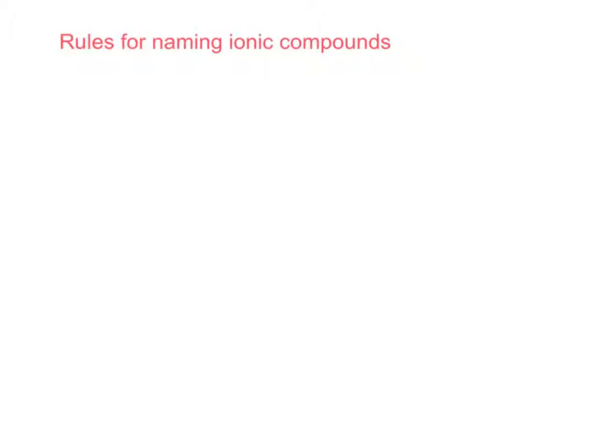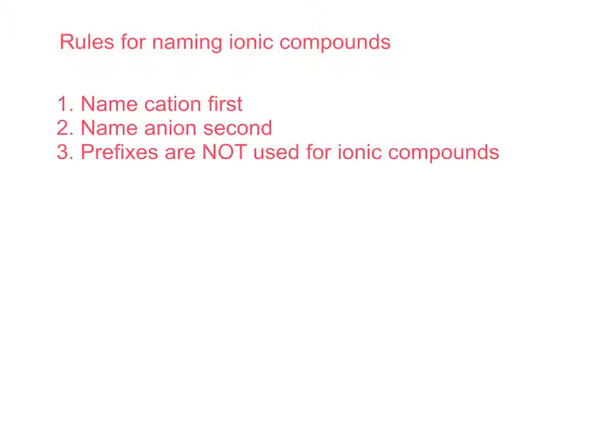So here are the rules for naming ionic compounds. The first rule, we'll call this rule 0, is that we always put the cation first. And as I mentioned before, the cation just has the normal name of the element, and then the anion has the root of the element name, but then the ending is changed to "ide." And the next rule is that prefixes are not used for ionic compounds. We'll talk more about the prefixes later, but they only apply to covalent compounds.